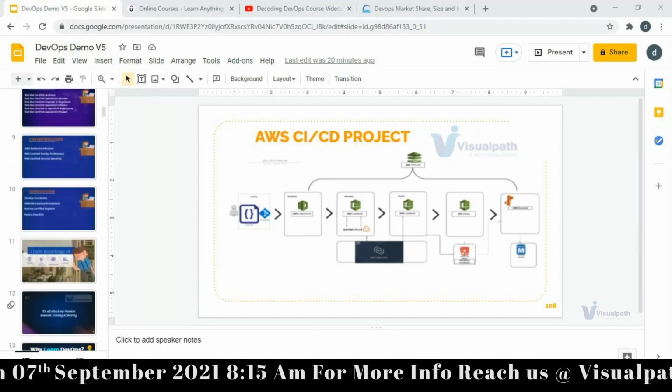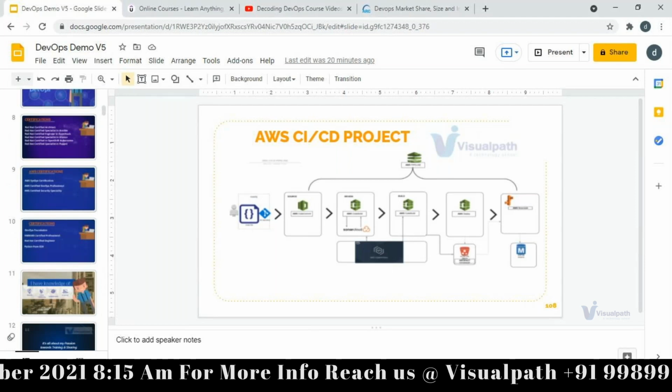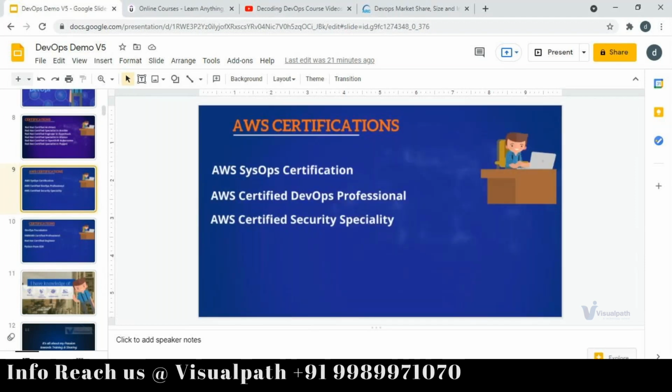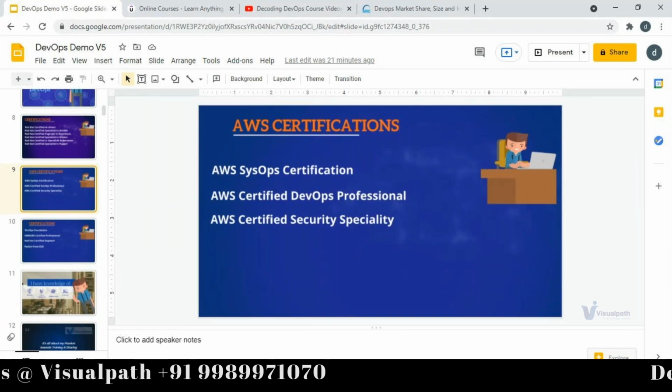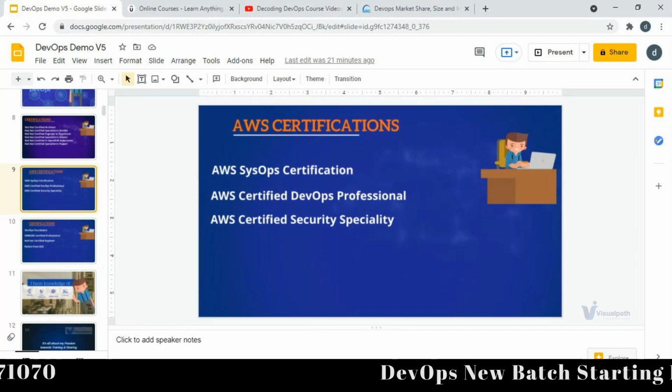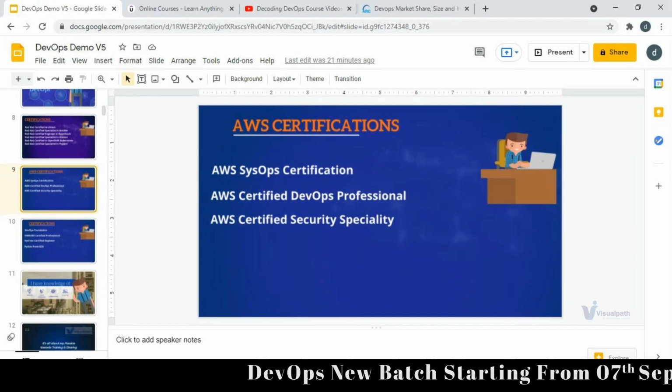Like, I would have to become that kind of name to give certification, right? So certifications are from providers who provide you that tool or that service. They are authorized to give you certification, simple as that.